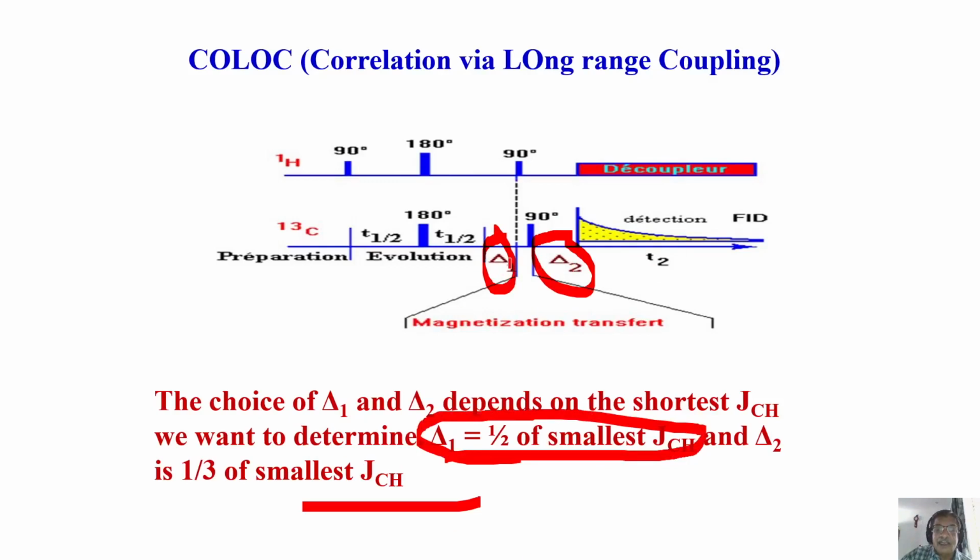Once you adjust these delays, delta 1 and delta 2, corresponding to the smallest coupling, of course different carbons may have different couplings with proton, but you should know the approximate value for the smallest two-bond and three-bond coupling, and optimize that delay. You could use one half of J for delta 1 and one third of J for this one. You can establish long range correlations.